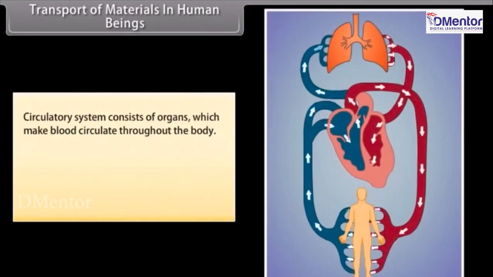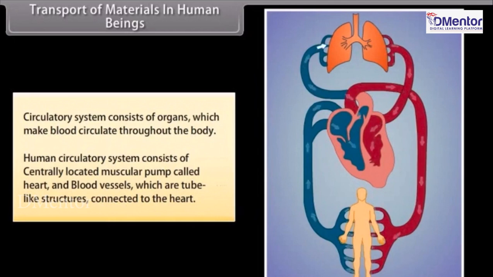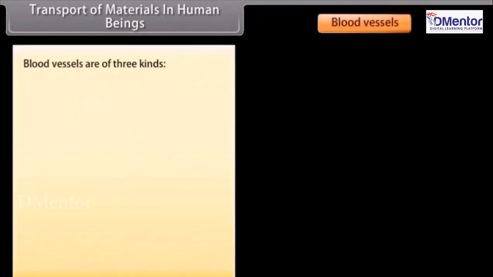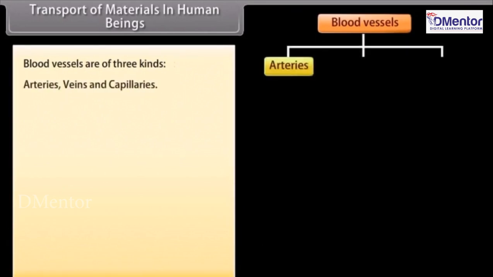Circulatory system consists of organs which make blood circulate throughout the body. The human circulatory system consists of a centrally located muscular pump called the heart and blood vessels, which are tube-like structures connected to the heart. Blood vessels are of three kinds: arteries, veins and capillaries.